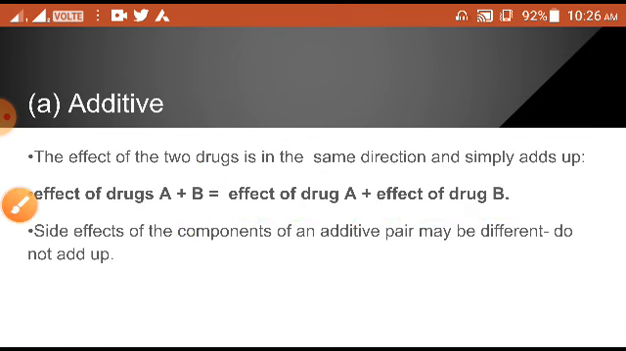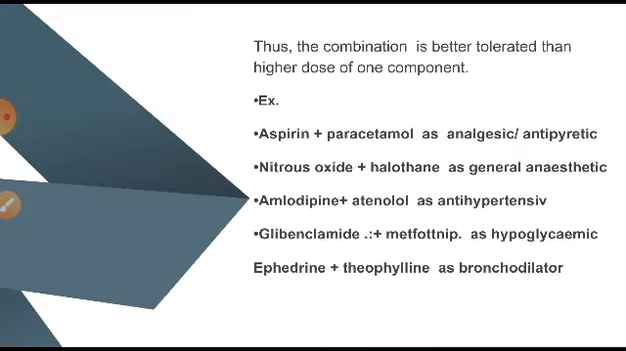Side effects of the components of an additive pair may be different and do not add up. So here effects are adding up, but it's not always the same, the side effects can also add up, okay? Thus, the combination is better tolerated than a higher dose of one component. That is also one of the objectives. Sometimes the drugs individually produce more side effects, but when we combine them together, their side effects are also minimized, right? And that is why we sometimes use combination drugs. So instead of getting the individual side effects of those drugs, you can get a combined side effect that will be lesser than their individual side effects, right? So this is also one of the objectives.